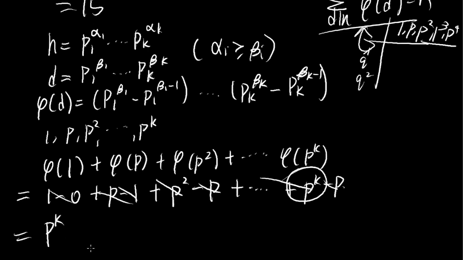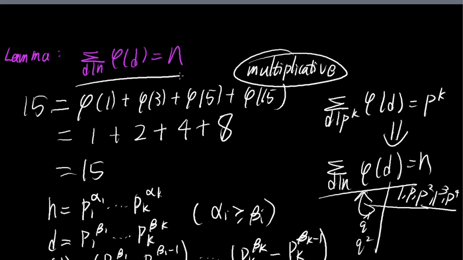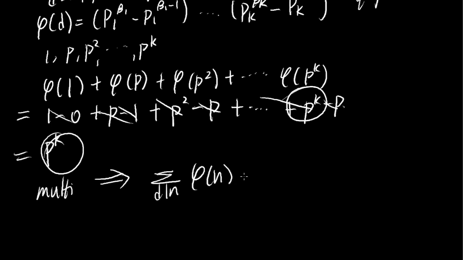What we proved is that for pk the sum is equal to pk, and as a result, because it's multiplicative, we generalize and get that it's true for every n. Yeah, and we finished our proof. Some parts might not be very rigorous, but you can prove it anyway. You have that insight, and it's easy to prove.